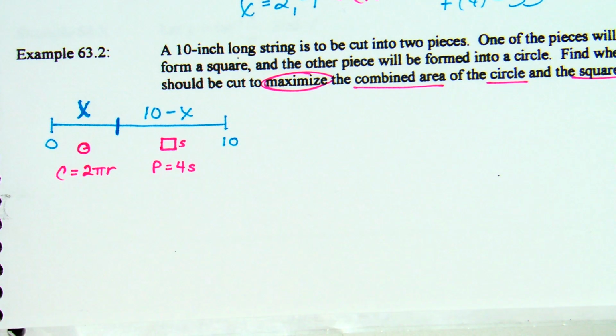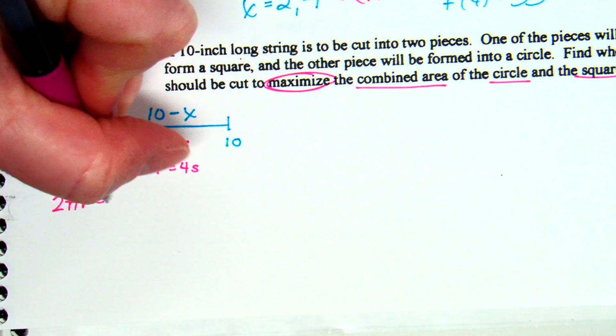Now, what I'm going to do with each of these. I drew the circle over here on the side that is x. So I'm going to take my circle formula and set it equal to x. So I'm going to say 2 pi r equals x.